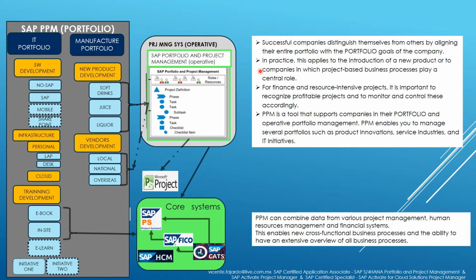Well, successful companies distinguish themselves from others by aligning their entire portfolio with the portfolio goals of the company. In practice, this applies to the introduction of a new product or to companies in which project-based business processes play a central role.